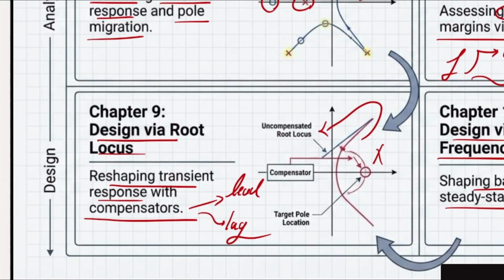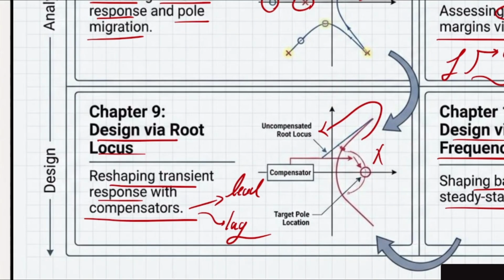For chapter number 9, we are talking about designing with root locus. So far, we understood what happens with the poles and zeros, and I just mentioned we need compensators. By using those compensators, we are trying to move whatever we have on the right side of the S-plane. By the way, the S-plane is a plane where we have sigma as the real part and j omega as the imaginary part, which shows the places of poles and zeros.